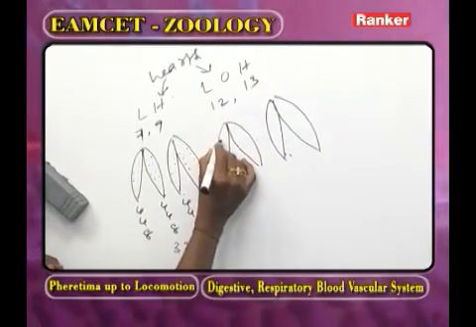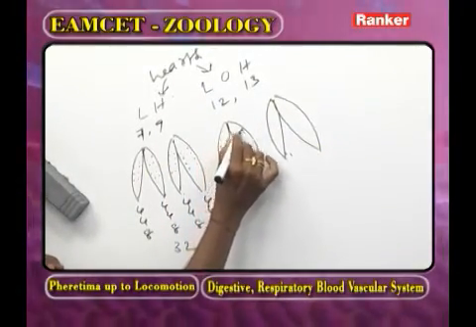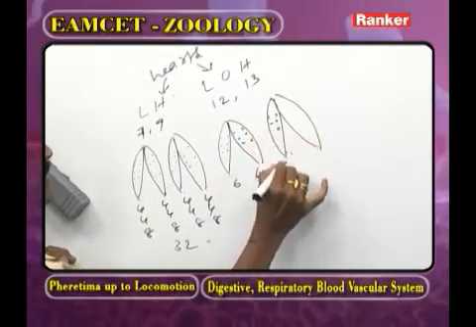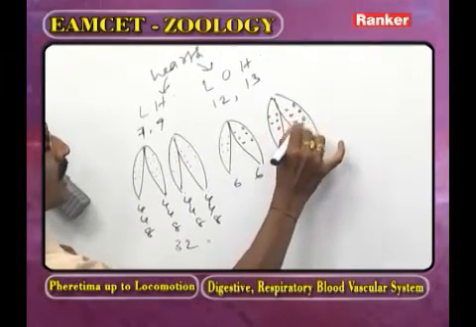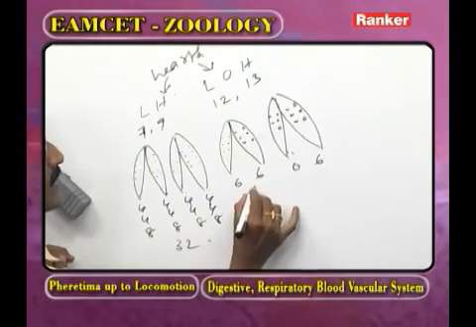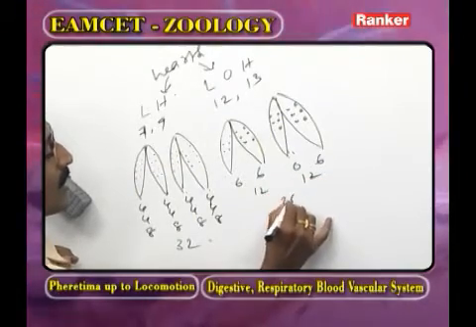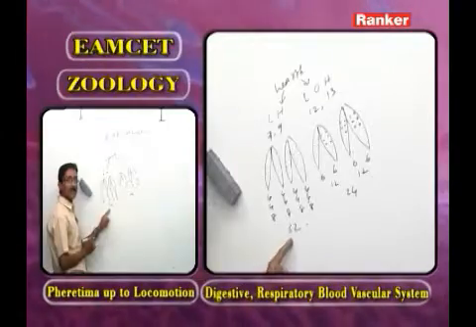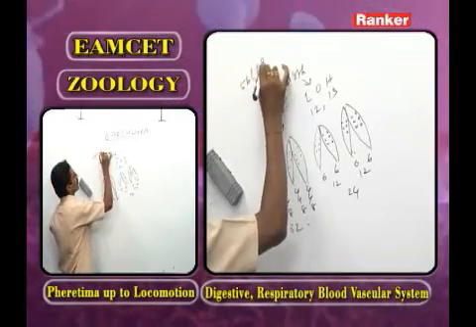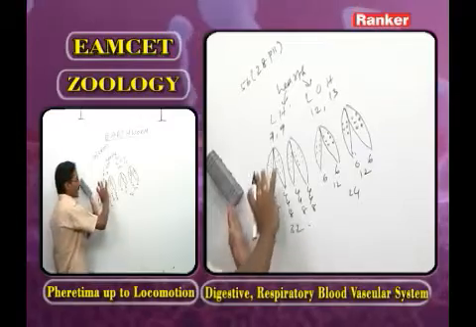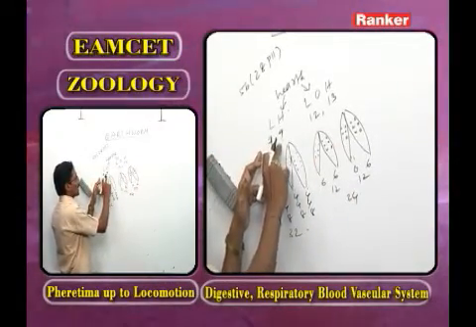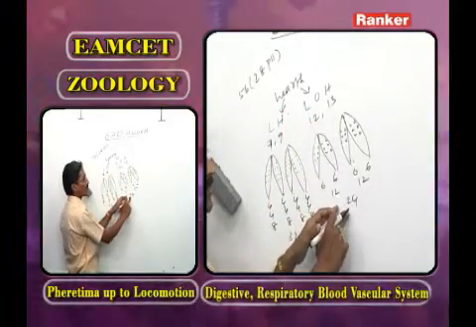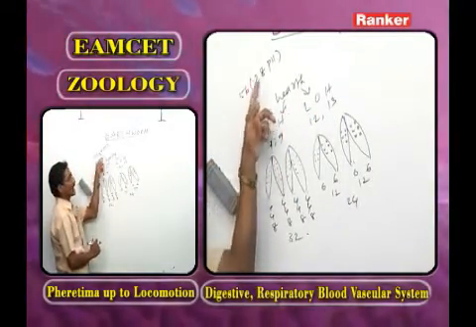In each lateral esophageal heart, how many valves are present? Three pairs of valves, that is 6. Here, three pairs of valves, 6. 6 plus 6, 12. Total number of valves in the lateral esophageal hearts is 24. 24 plus 32 is 56, also called 28 pairs. Number of valves in the lateral hearts is 32. Number of valves in the lateral esophageal hearts, 24. Total number of valves, 56 or 28 pairs.